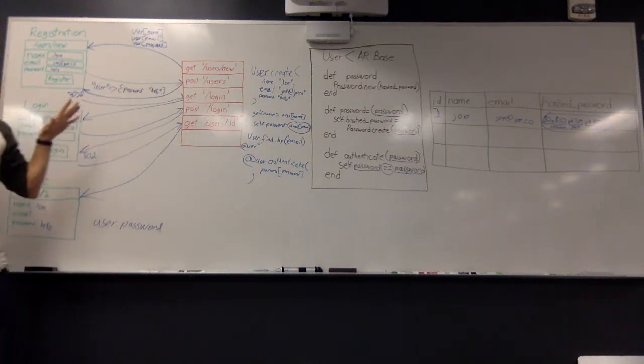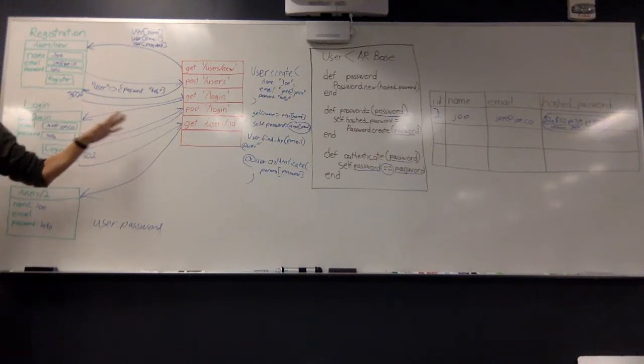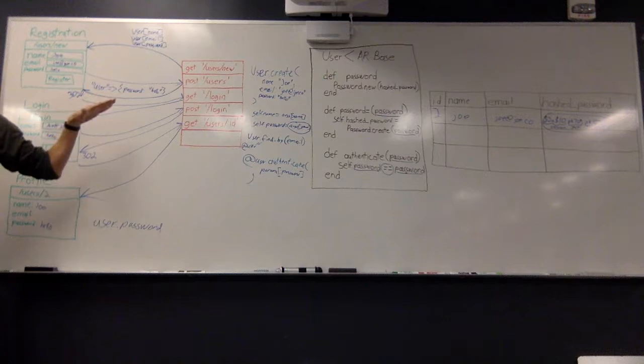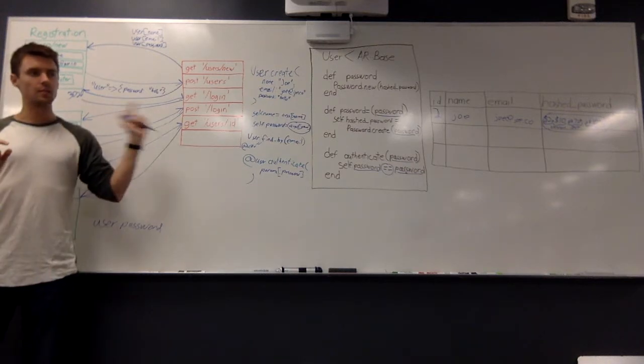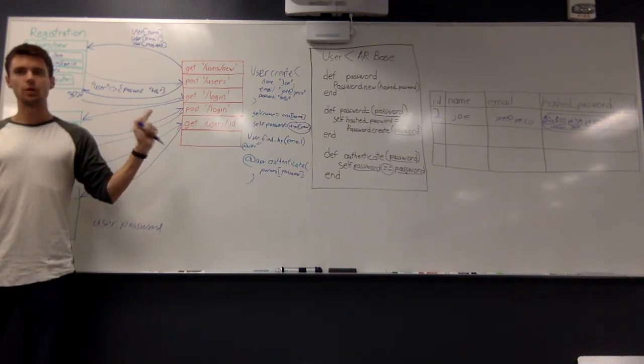Okay? So this is a very simplified look at an authentication flow. So does everybody have a pretty good understanding of when and where the password changes from plain text to the hash? Cool. Does anybody have any questions about how all of this works?